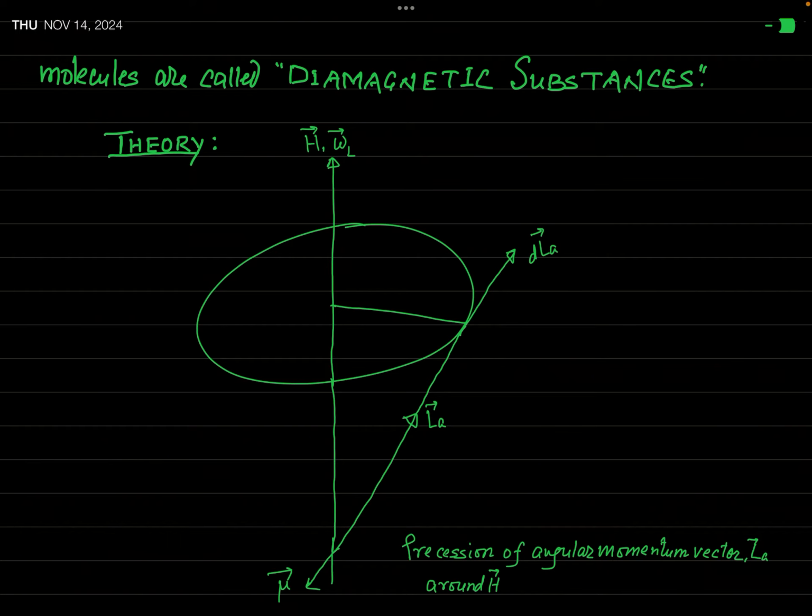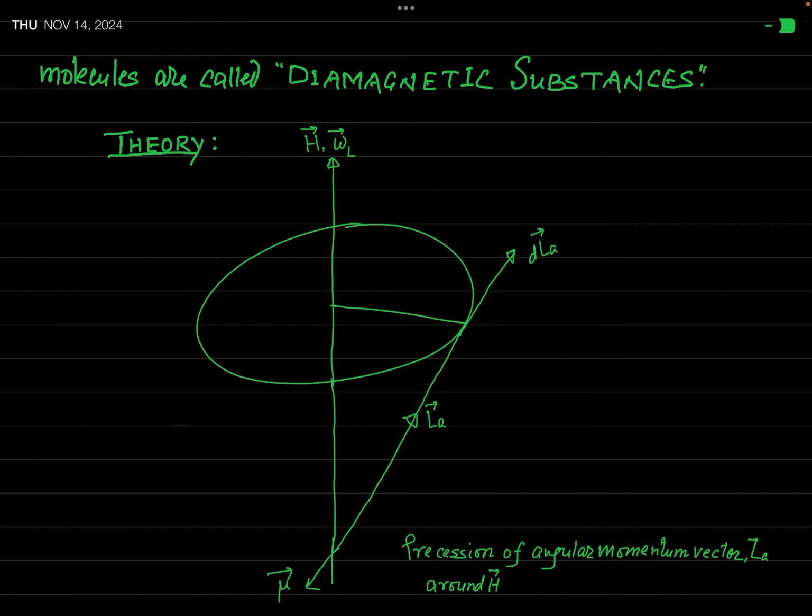Now we will see the proper theory of this diamagnetism. We are going to discuss in a quantitative way the effect of a magnetic field on the motion of an electron in an atom, and considering that motion, we will be able to find the magnetic susceptibility of diamagnetic substances. For that, let us see this figure, where I have shown an electronic orbit.